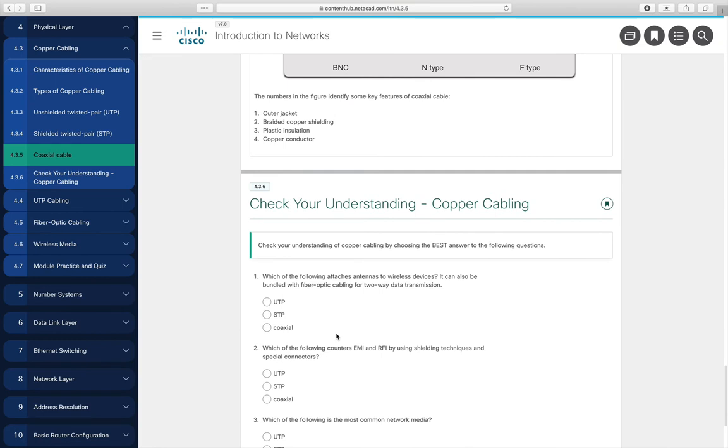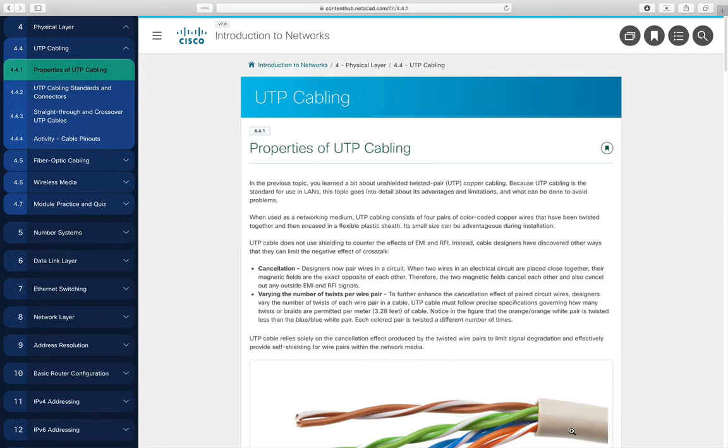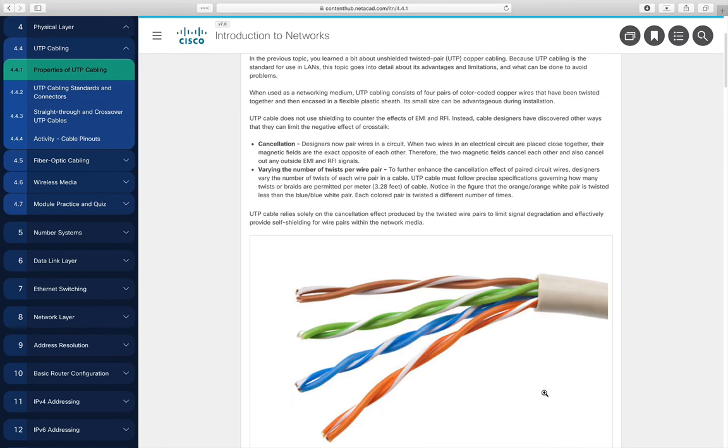436 is checking your understanding on copper cabling. So as always, you can do that on your own. And we will move on to unshielded twisted pair, UTP.